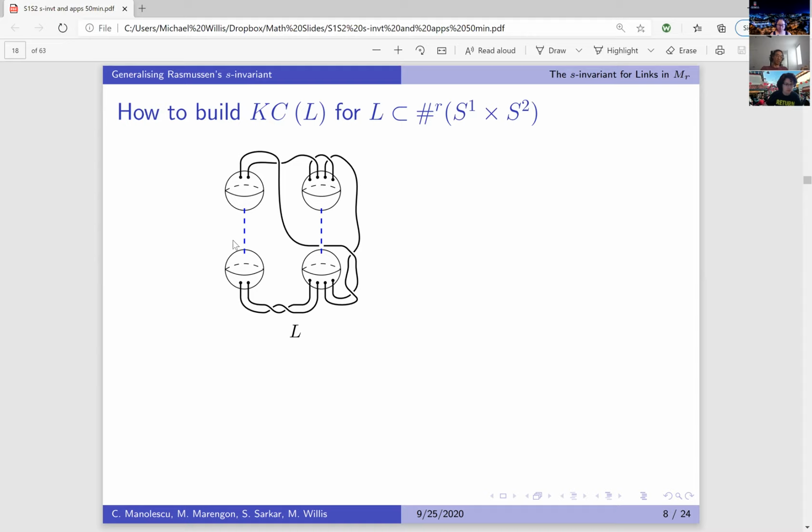Okay, and being two divisible in homology means that for each sphere, the link has to have even intersection number with that sphere. Okay, so you have a link diagram like this. It should be pointed out that these dashed blue lines are just a visual indication of which sphere attaches to what. But we do have to draw them, and having drawn them, we have to decide whether the black strands go over or under them.